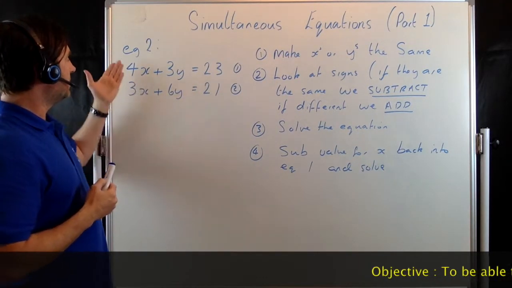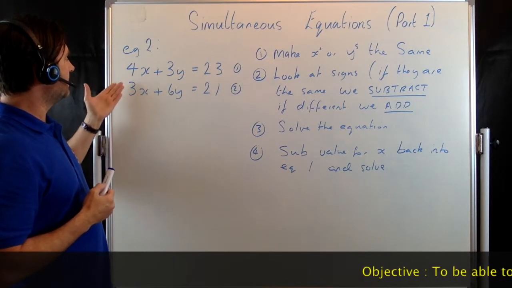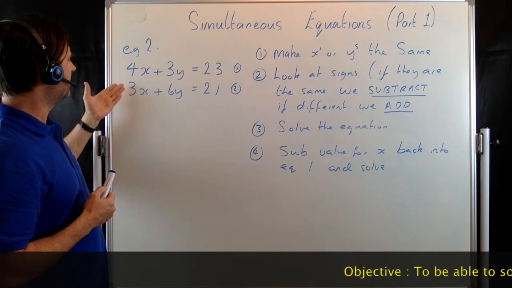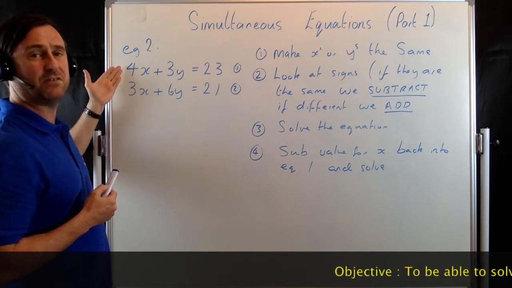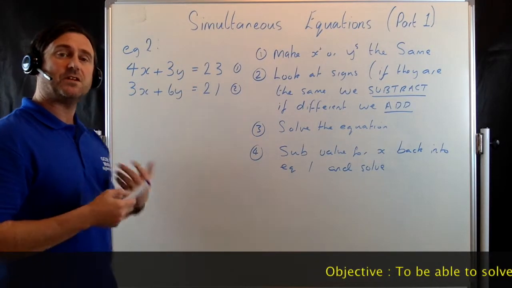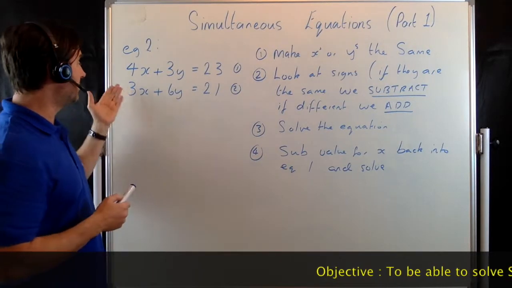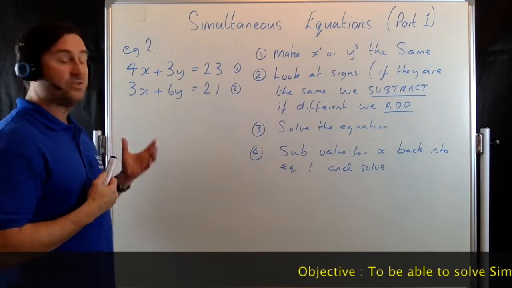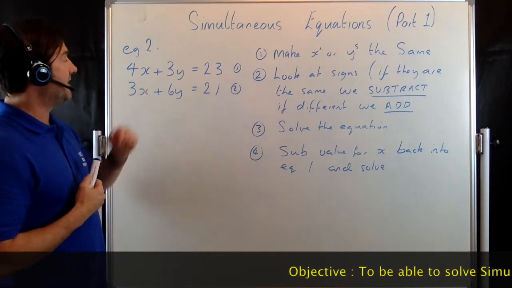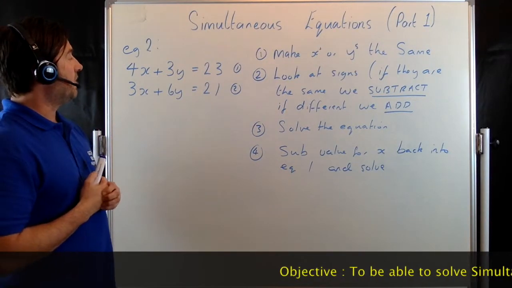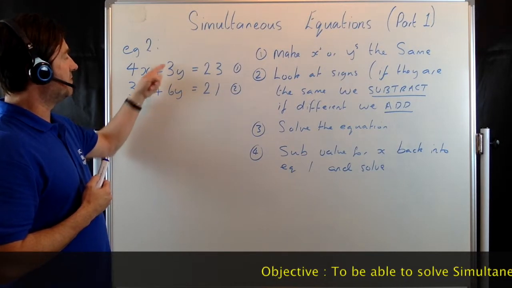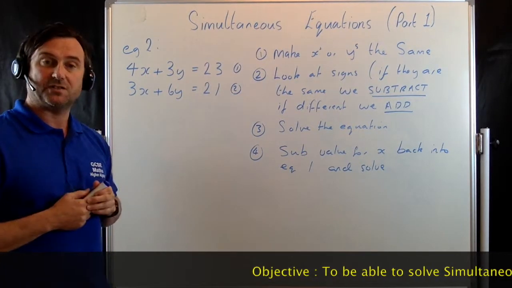If we have a look at the x's, you can see that to make them the same, we're going to have to times this one by 4 and this one by 3 to get 12x in both. That's the only way we can make them the same, because we don't have to times this by a decimal to get the 3 to a 4. That's not the easiest way to do it. If we look at the y's, all I need to do with the y's is times equation 1 by 2, sorry, because 2 times 3 gives me 6y, then we've got them the same.